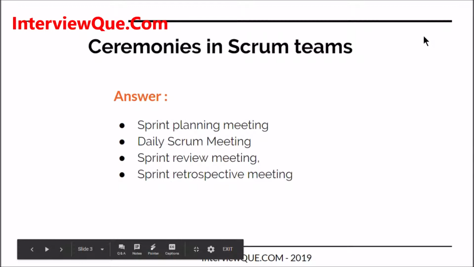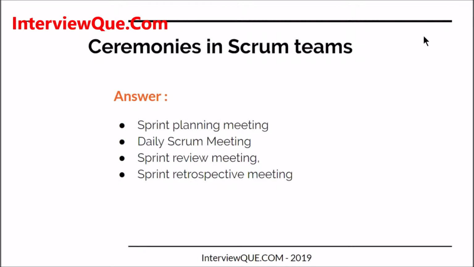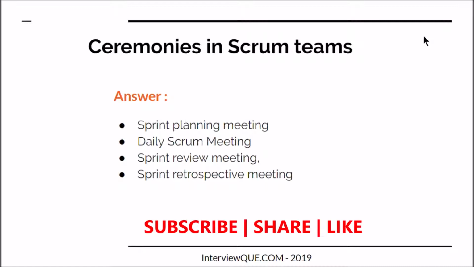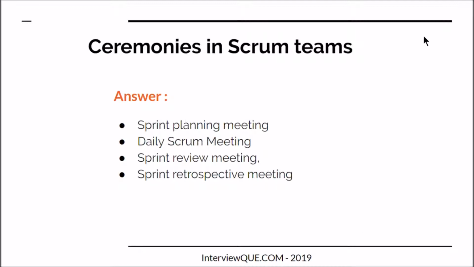So this is the second question, where normally the interviewer will be asking, can you tell me what are the important ceremonies which happen in Scrum teams? So normally there are four very important ceremonies, or events we can call them. One is the sprint planning meeting. Sprint planning means where we will be discussing the complete planning for a given sprint, right? Before we take any work in that given sprint by the Scrum team.